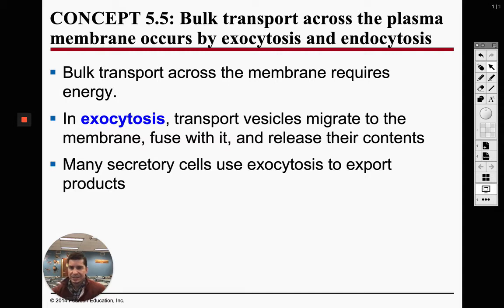So we have exocytosis. If you guys see the prefix exo, that is exiting or leaving the cell. So what's going to happen here is we are going to have a vesicle, like the ones we used for making a protein with the rough ER and the Golgi apparatus. We're going to take a vesicle. It's going to be filled with something, whatever it is. And that vesicle is going to fuse with our cell membrane, and then it's going to release our contents out of the cell membrane.